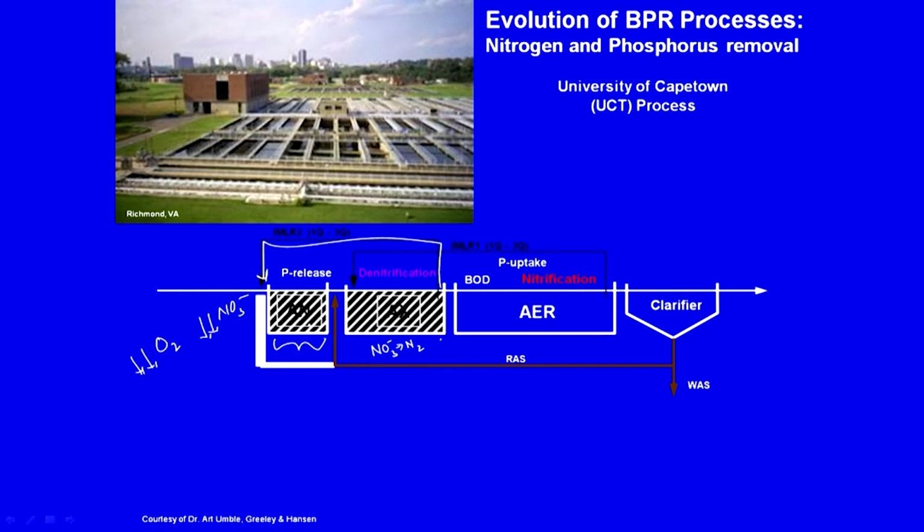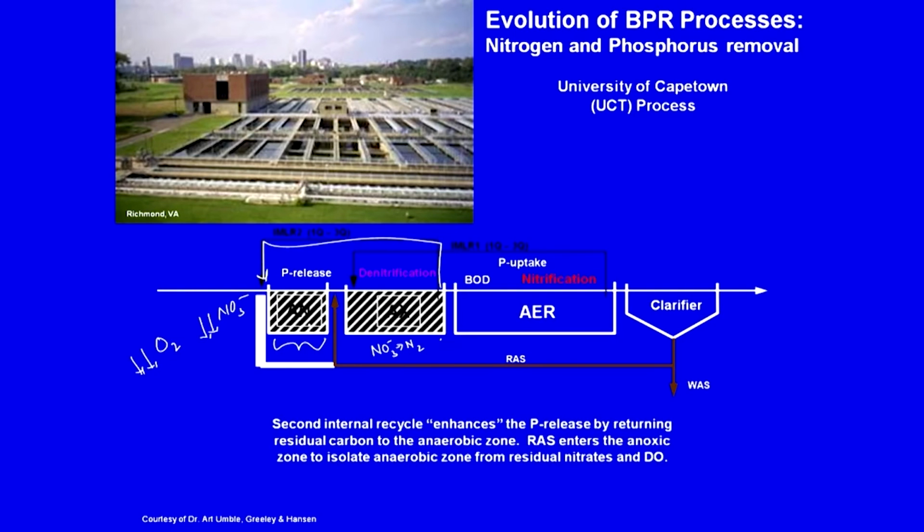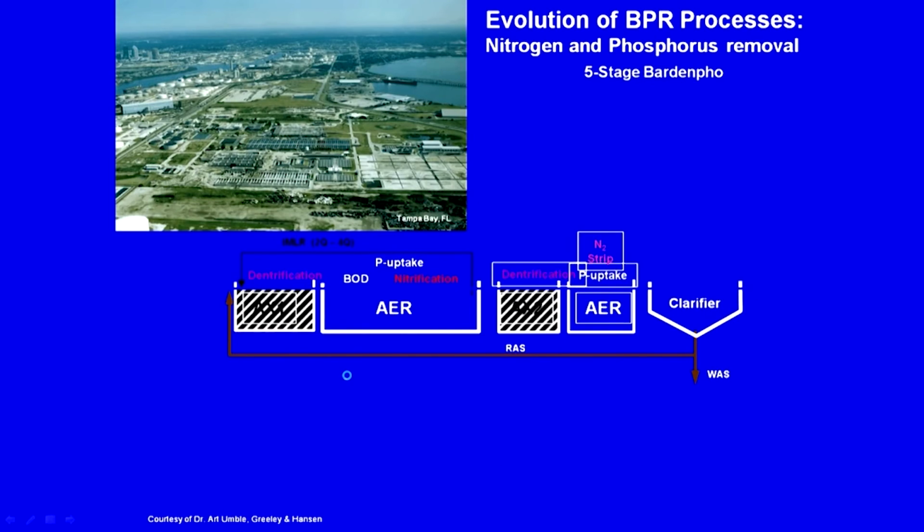So, anaerobic conditions are relatively better maintained. Let us see the second internal recycle, which enhances the phosphorus release by returning residual carbon to the anaerobic zone. Return activated sludge enters the anoxic zone to isolate the anaerobic zone from the residual nitrates and DO. That is something we already discussed. So, I guess relatively better total nitrogen removal, let us say.